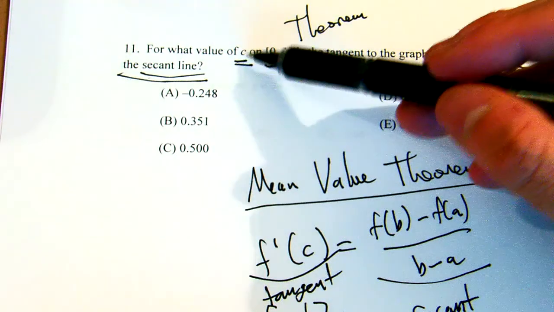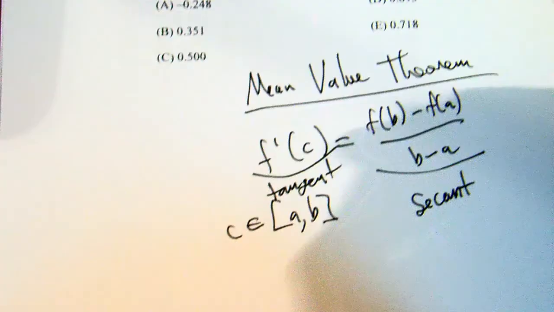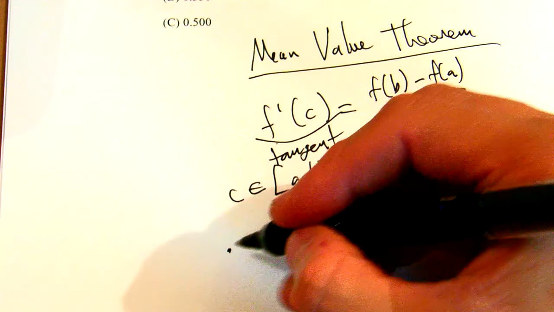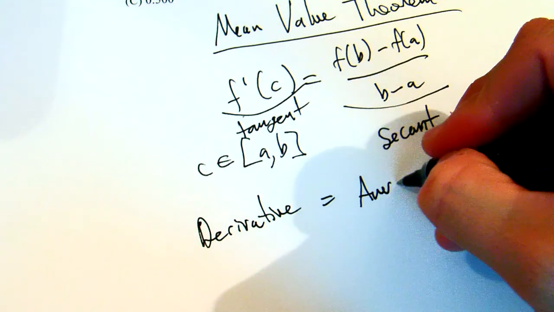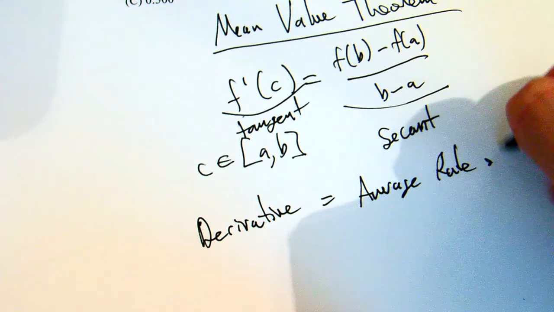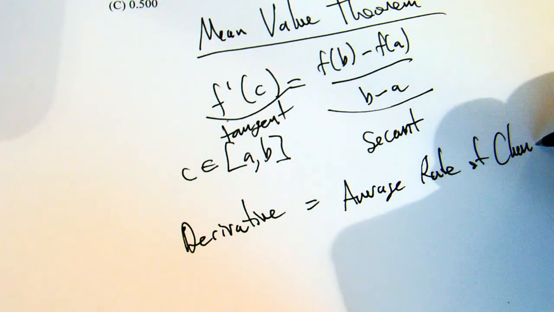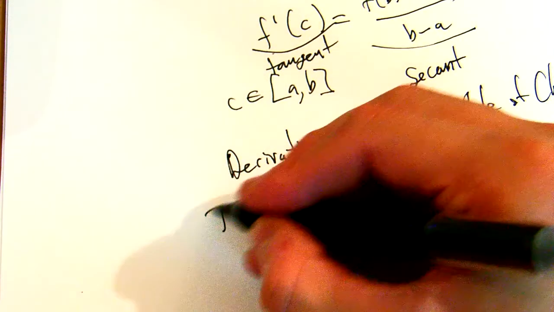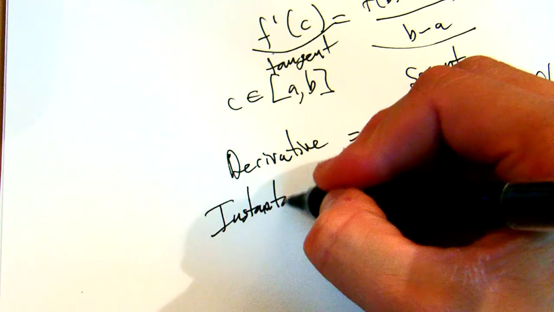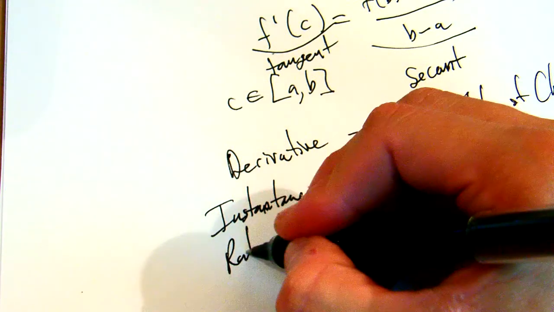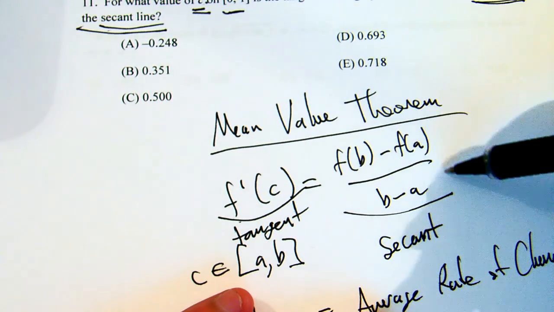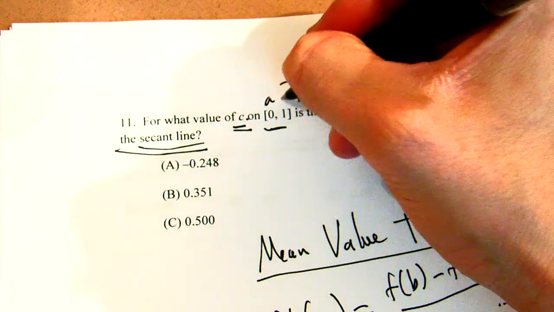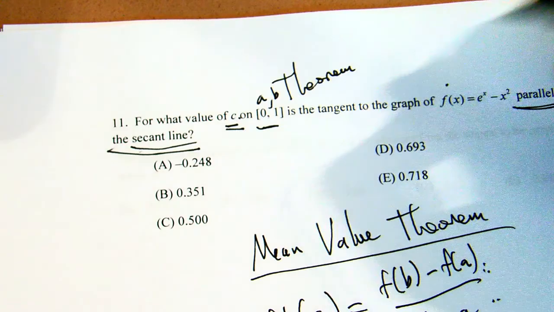So it's basically asking you to find C. So what do we have to do? What this is basically saying is set the derivative equal to the average rate of change. And remember, the derivative is the instantaneous rate of change. So the derivative is going to be equal to the average. So I think the easiest thing is probably to find the average, this thing over here, first. So you know this is A and this is B. It's pretty obvious. And we already have f, so we're going to plug it in.